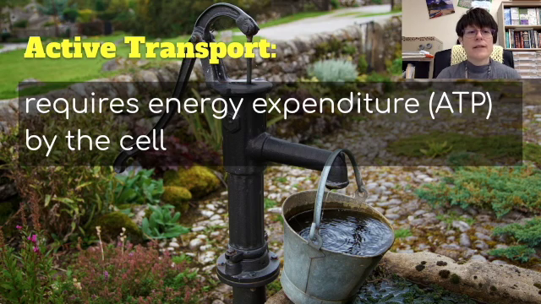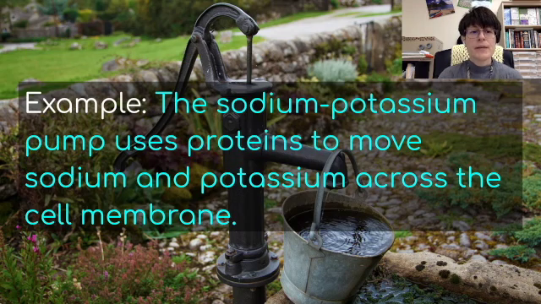Then there is also active transport. This requires energy expenditure in the form of ATP by the cell. An example of this is the sodium potassium pump. It uses proteins to move sodium and potassium across the cell membrane. What happens is that there is actually more sodium and potassium inside the cell than there is outside. So it wants to move outside of the cell. But the cell needs sodium and potassium, so it pumps it back in.